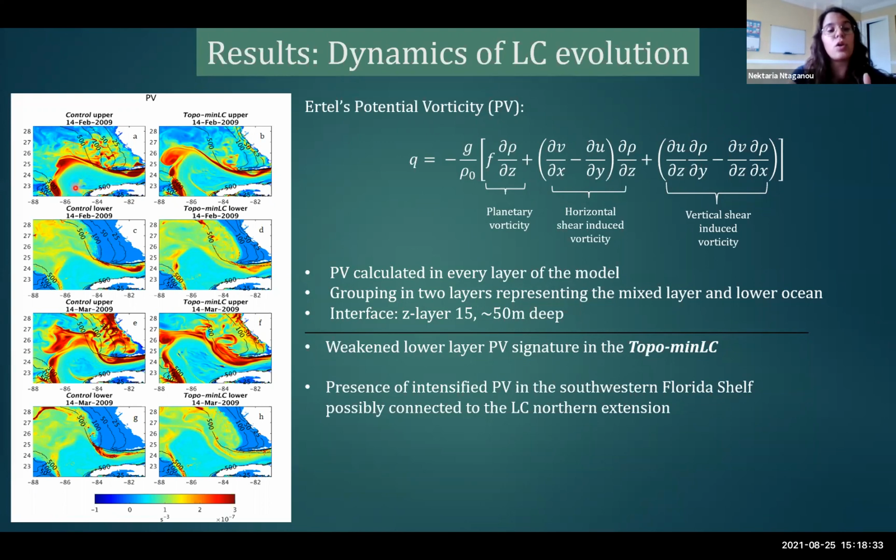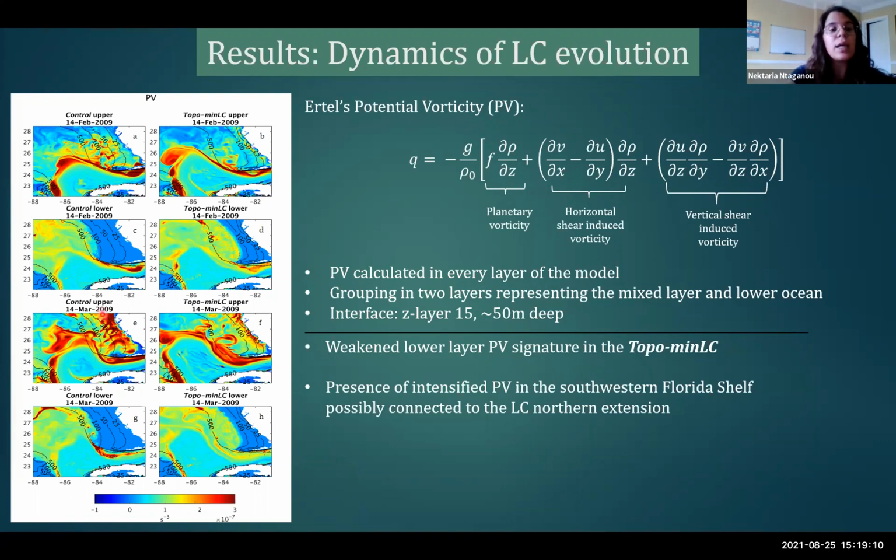The plot shows potential vorticity for the upper and lower layers for the control on the left and Topo Nominal C on the right for two dates early on in the simulation. Early on in the simulation, it is easier to directly compare the two experiments date by date, because the loop current in the modified topography experiment is similar to the control. Later on, the modified topography experiment develops into a system of its own, so a direct comparison is not possible.